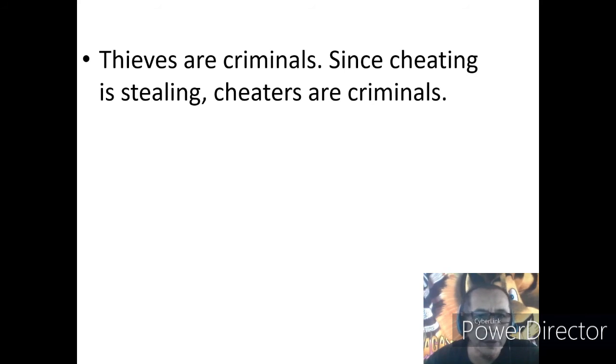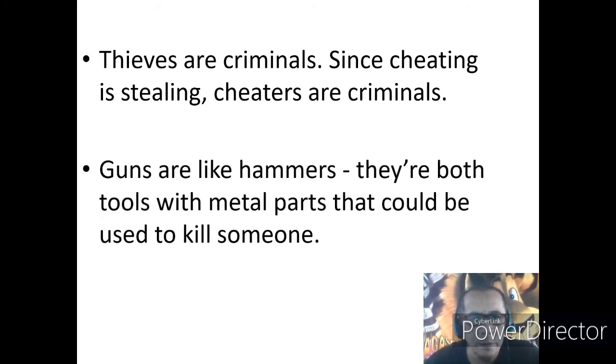Another example, number 1, thieves are criminals. Since cheating is stealing, cheaters are criminals. Another one, guns are like hammers. They're both tools with metal parts that could be used to kill someone.